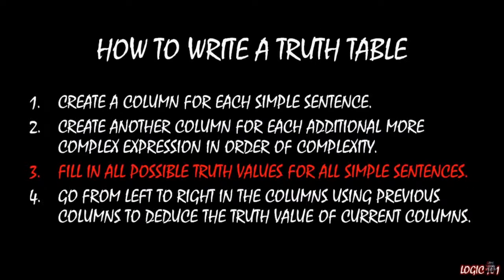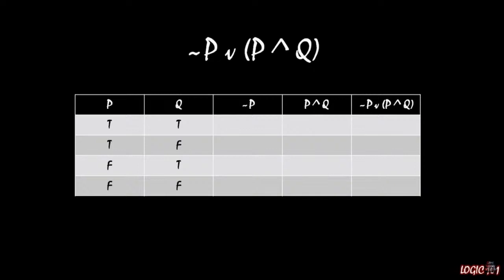The third step is to fill in all possible truth values for the simple sentences. So we have P and Q, just 2 simple sentences, which means we have 2 to the second power total possible values of truth for each of those. So we have 4 rows in total. The top row is where they're both true, the bottom row is where they're both false, and the middle rows are where one is true and the other is false.